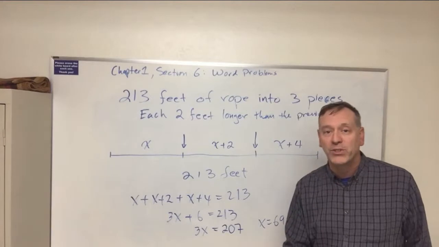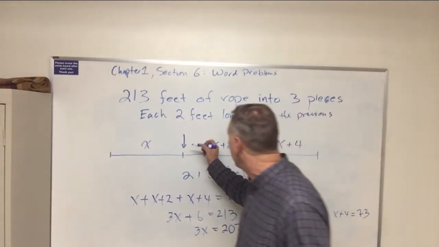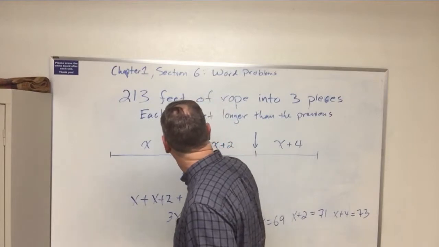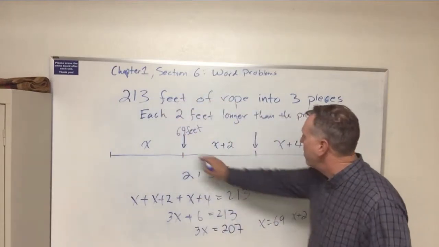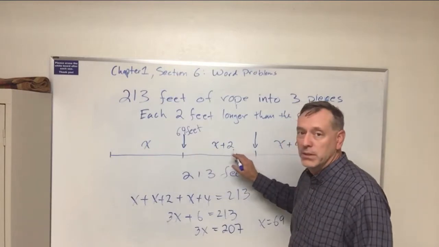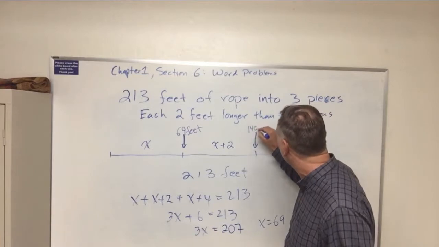But that's not the question. We're not asked how long the pieces of rope are. We're asked where the cuts are going to be made. The first cut will be made at 69 feet. And then the second cut will be made 71 feet later. So 71 plus 69, that's 140 feet.